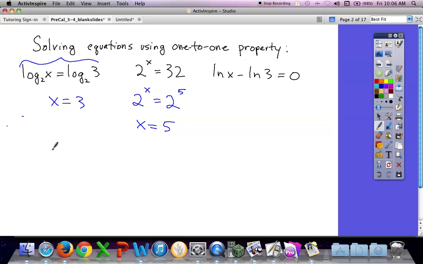Right. The last one, especially if you have two logarithms like that, you can add one to the other side so that it looks like that. Now you can use the one-to-one property. So you do a little bit of rearranging, and then you say x equals 3. Must be the same.